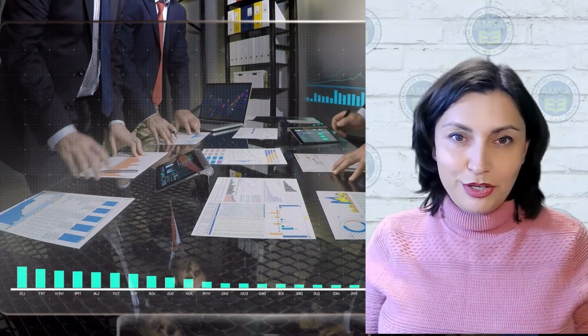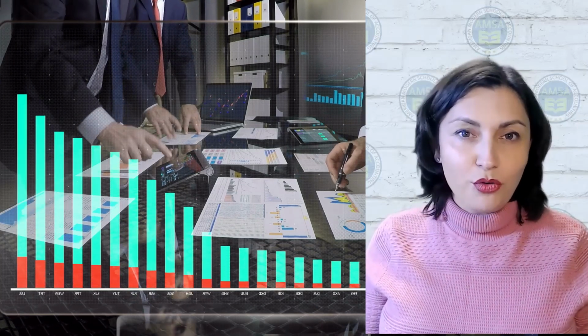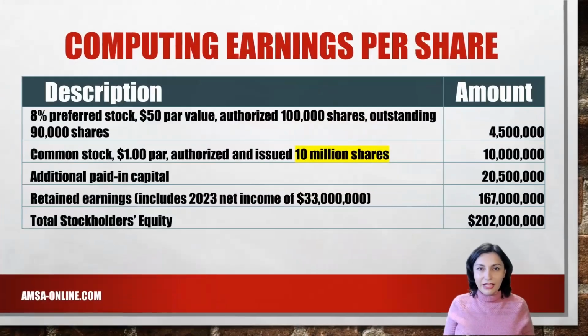We also need to find out the weighted average number of common shares outstanding, which is the denominator in the earnings per share formula. The weighted average takes into account how long each share was outstanding during the year. For example, shares issued at the start of the year will add more to the average than shares added at the end of the year. In our example, the number of shares didn't change during the year. It is 10 million shares.